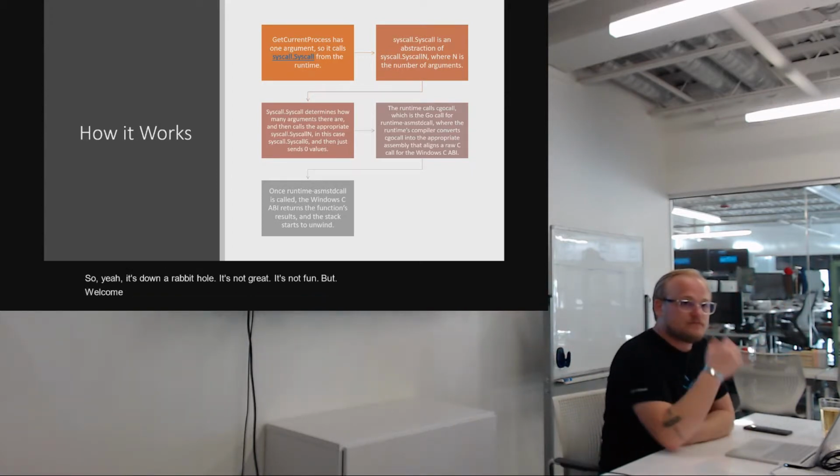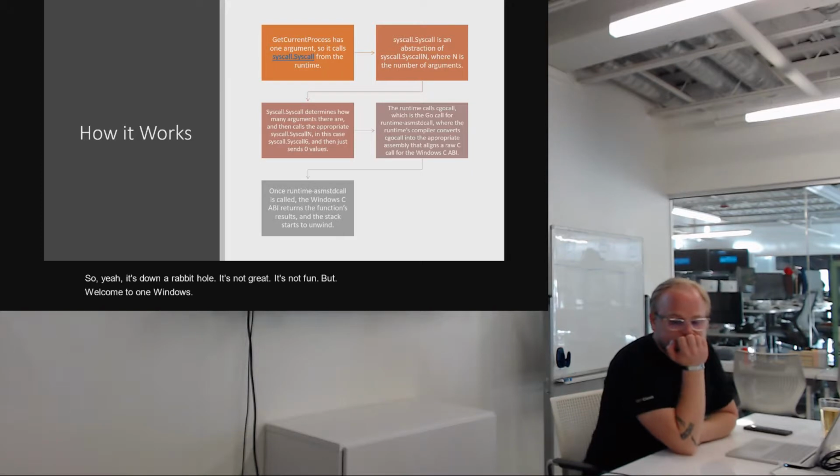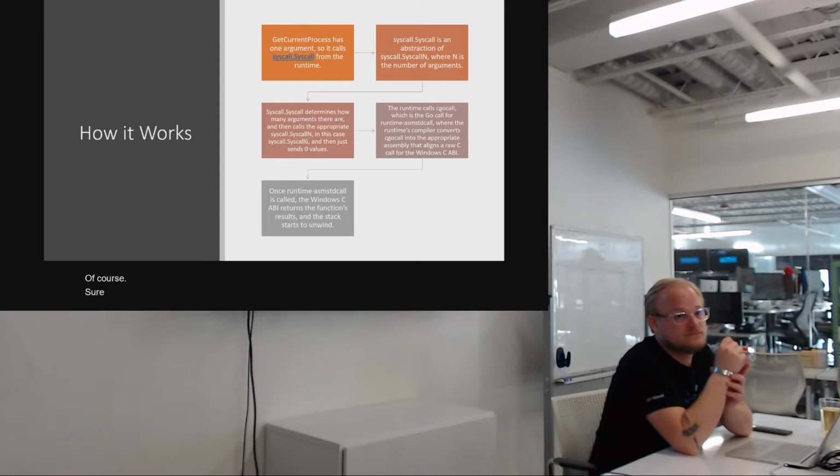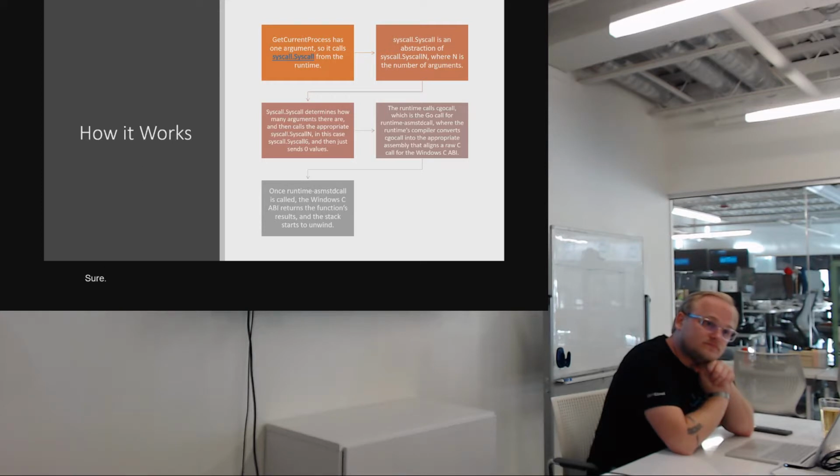I have a question. Of course. There's a lot of complexity involved in just doing something as simple as this call to get the process ID. Is that an attribute of Go's implementation of support for Windows, or is it an attribute of the inherent complexities of writing software on Windows? Because I'm very foreign to Windows.